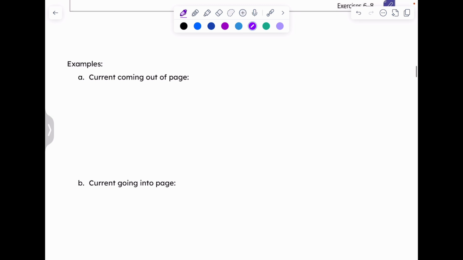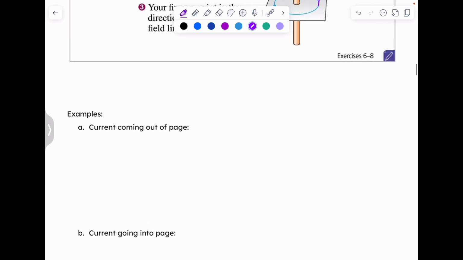So if I have current coming out of a page, a vector out of the page, we're going to label it as a circle with a dot in it. And a vector going into the page, we're going to do as a circle with a cross. Because if you think of an arrow from a bow and arrow, if an arrow is pointing at you, you literally just see the tip of the arrow like a point. And if it's pointed away from you, you see the feathers and the little fins. That's what the cross is supposed to be.